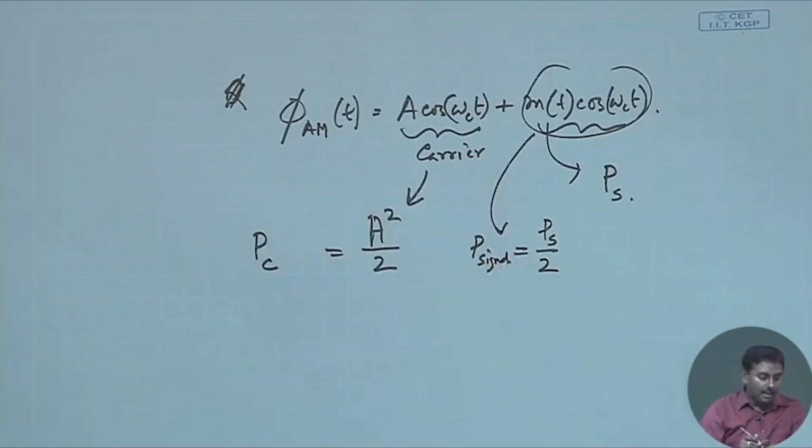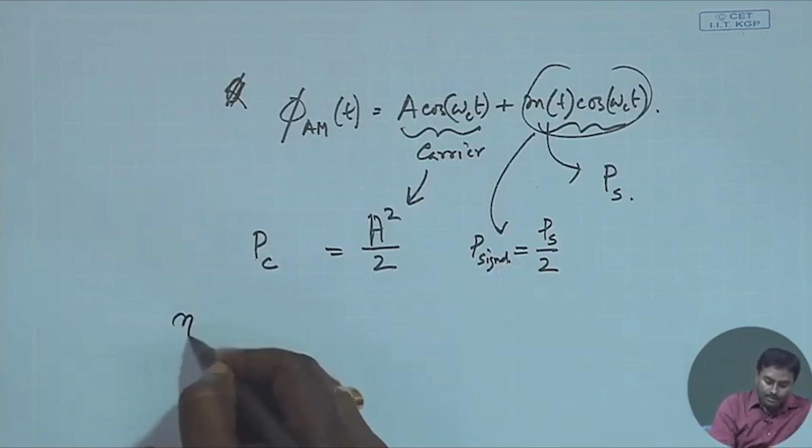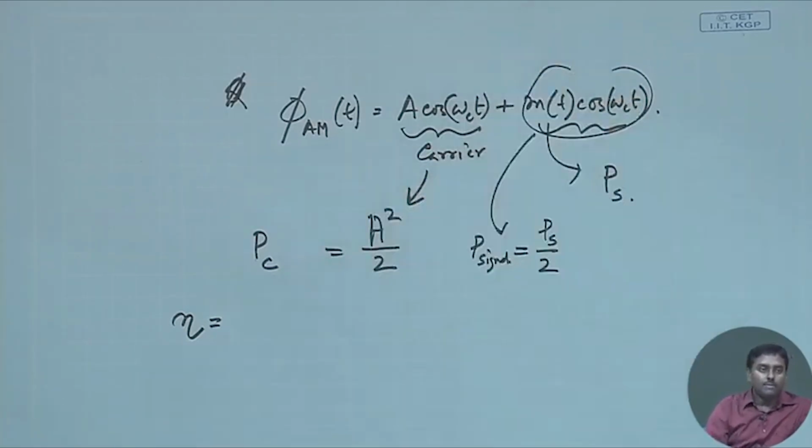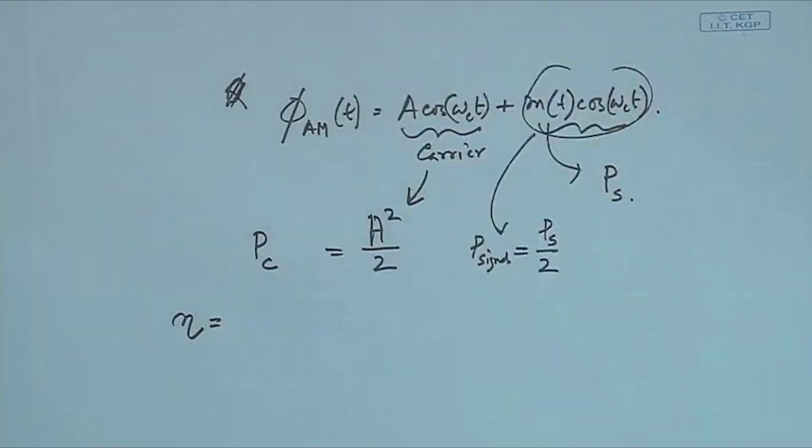Now, let us say we talk about some efficiency. Ultimately, what I am trying to do is actually transmit m(t) through the channel. So, the significant amount of power which is actually required, or which is the valuable power, is actually this P_S, the signal power. So, that is the power I wish I could have transmitted.